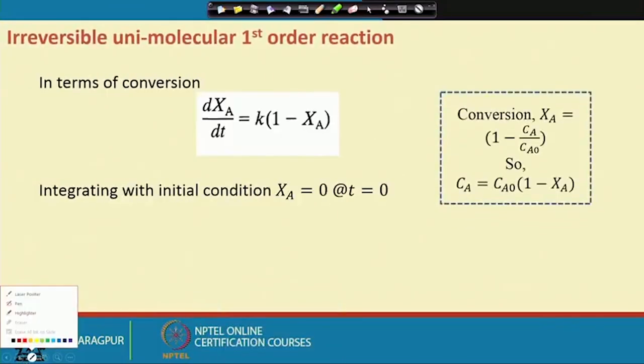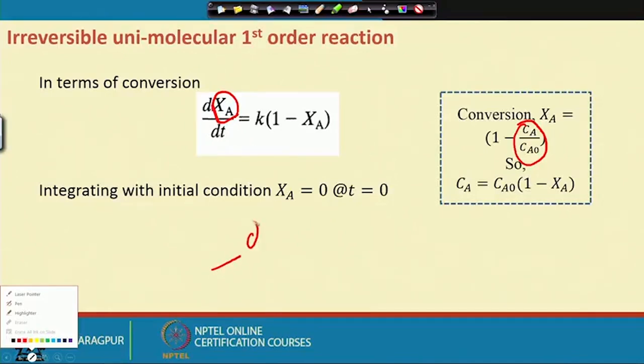Again, this conversion I can express in other terms also with respect to XA, the fraction of A that is converted. This is XA. XA is expressed as 1 minus CA by CA0. That means CA by CA0 is the fraction that remains after time t. The 1 minus means fraction that is converted. So, with that respect, if we convert the same equation, we can convert it like this.